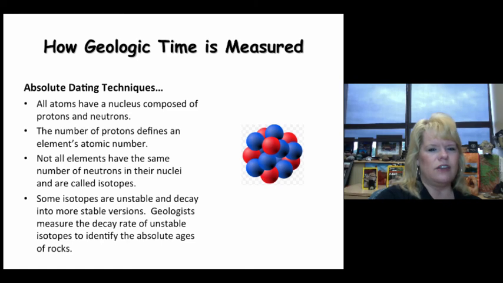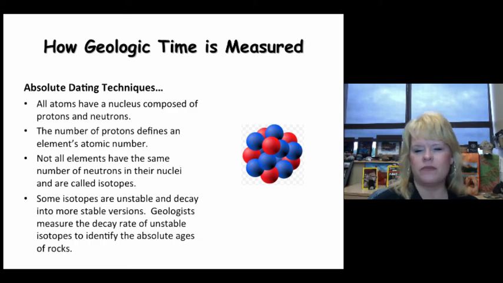So this is kind of the interesting part. Some of these isotopes are special. They actually are unstable and decay into more stable versions of themselves. So geologists can measure the decay time frame that it takes for the unstable isotopes to become more stable, and then use that as a ratio tool to determine an actual age. Ultimately, that's referred to as a half-life.